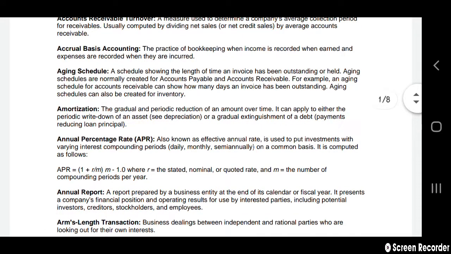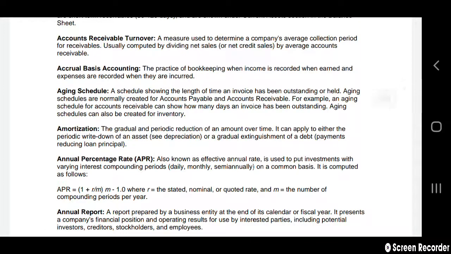Next, accrual basis accounting. The practice of bookkeeping where income is recorded when earned and expenses are recorded when they are incurred is called accrual basis accounting.